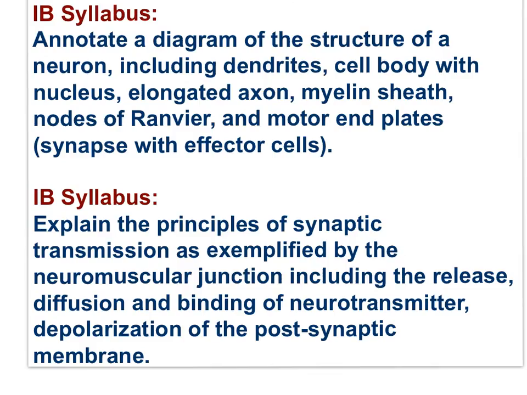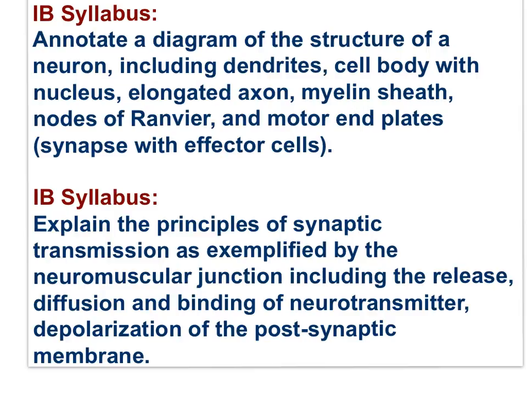Now, here are two IB syllabus statements, and the first one you've seen before, but I've modified it to include the term motor end plate. This is the junction of nerve with muscle. Muscle is an effector. Annotate a diagram of the structure of a neuron, including dendrites, cell body with nucleus, elongated axon, myelin sheath, nodes of Ranvier, and motor end plates.